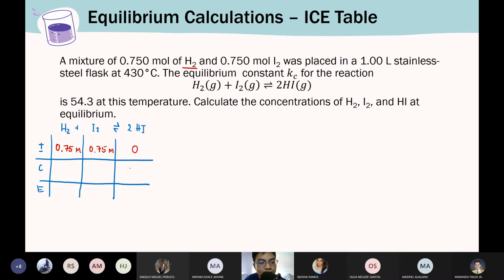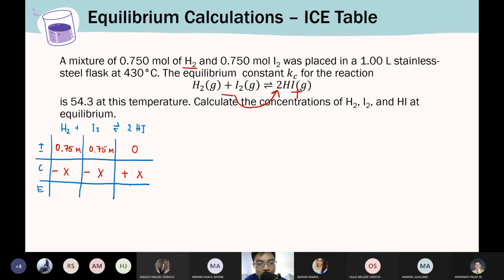Okay? So, ibig sabihin, positive yung change for the product, negative for the reactants. Parehas silang negative. Bakit? Kasi sila ay reactants. Again, papunta yung reaction sa product side. So, ito madadagdagan, ito mababawasan. So, negative for H2, I2, negative yung change. And then, for the product side, positive yung change. Negative edi X, no?